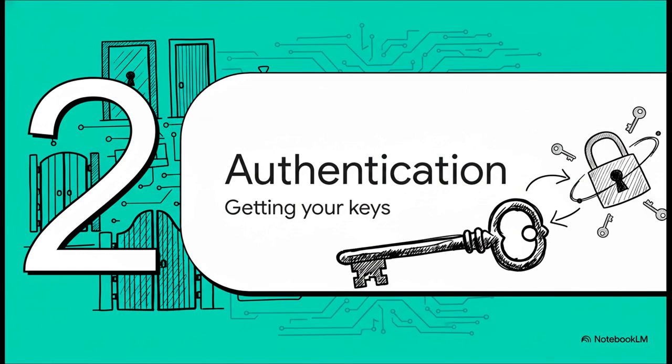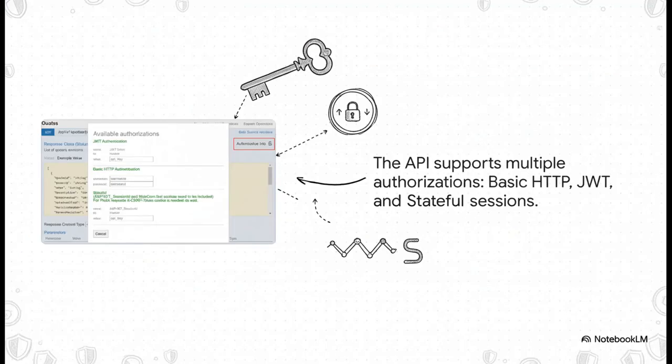All right, so before we can go exploring in either of those districts, we've got to get through the front door. And that, of course, means we need to talk about authentication. How do we prove to the API who we are so it lets us in? Well, you've actually got a few different types of keys to choose from, and it all depends on your needs. There's the simple basic HTTP authentication, which is, well, basic. Then you've got more secure, modern options like JSON Web Tokens or JWTs. And you've even got stateful sessions for more complex back-and-forth interactions. You just have to pick the right key for the job.